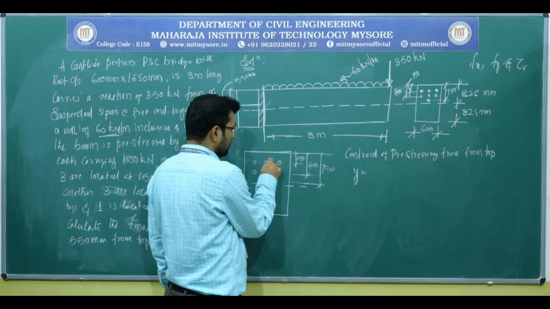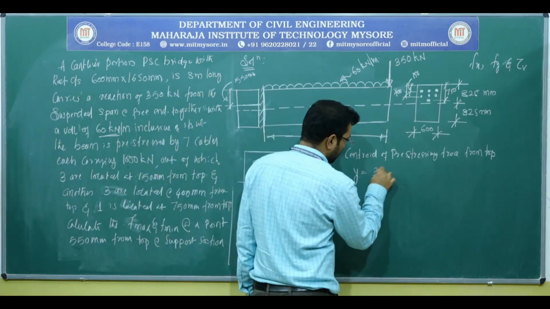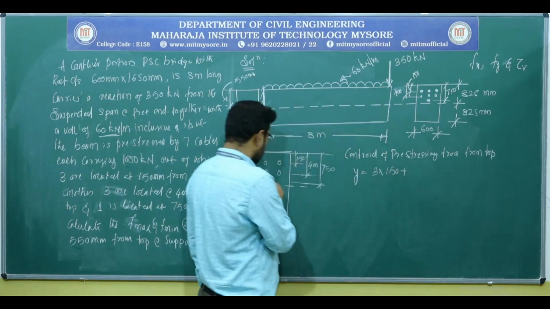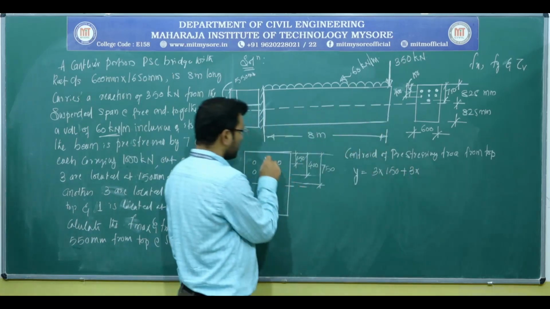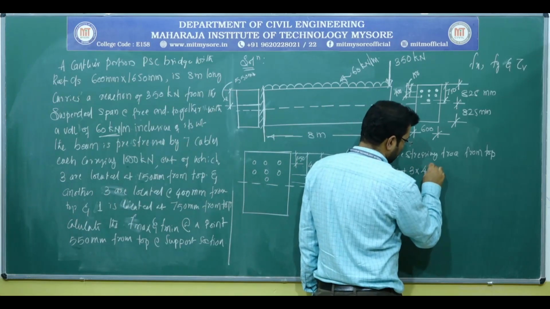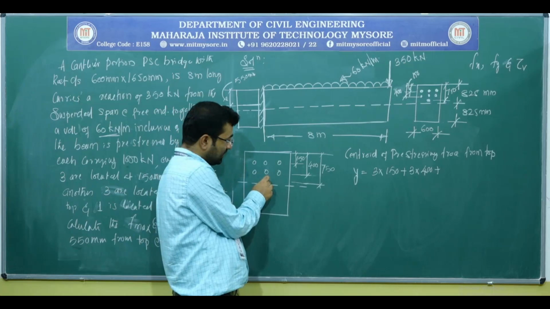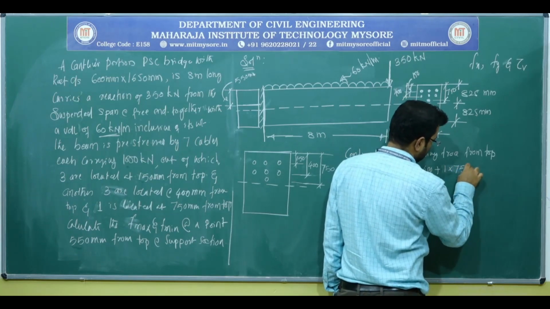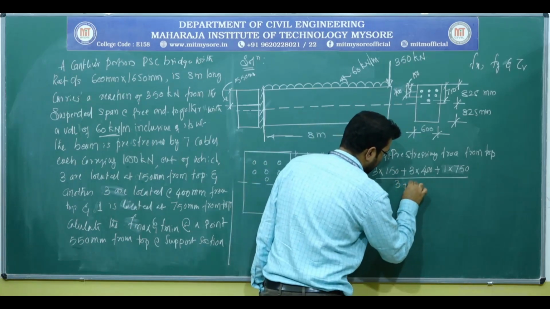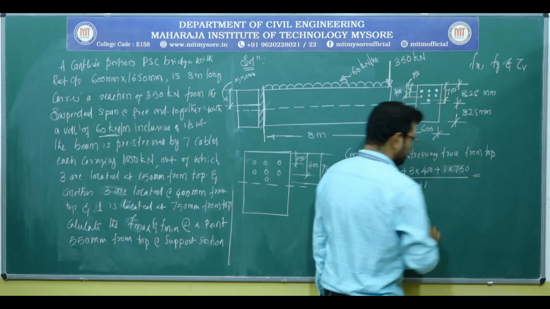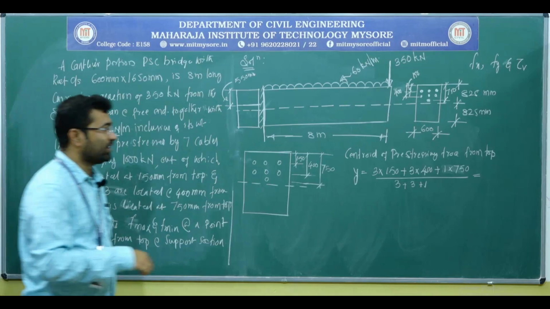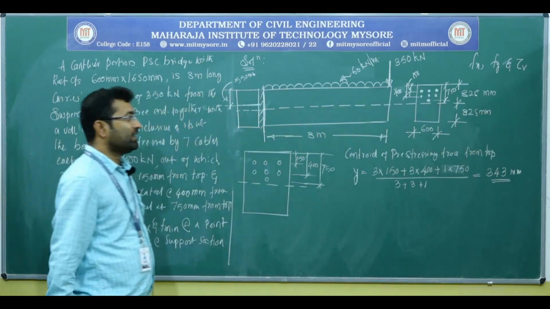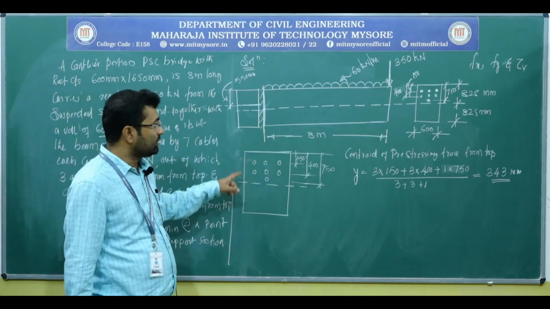y is equal to, so these three cables are at the top, so 3 into the distance from the top, which is 150 millimeter, plus next we have three more cables into the distance of these three cables with respect to top, which is about 400 millimeter, plus we have the last cable which is about 750 millimeter from the top, 1 into 750, whole divided by 3 plus 3 plus 1, that is the total number of cables. Which yields about 343 millimeter.